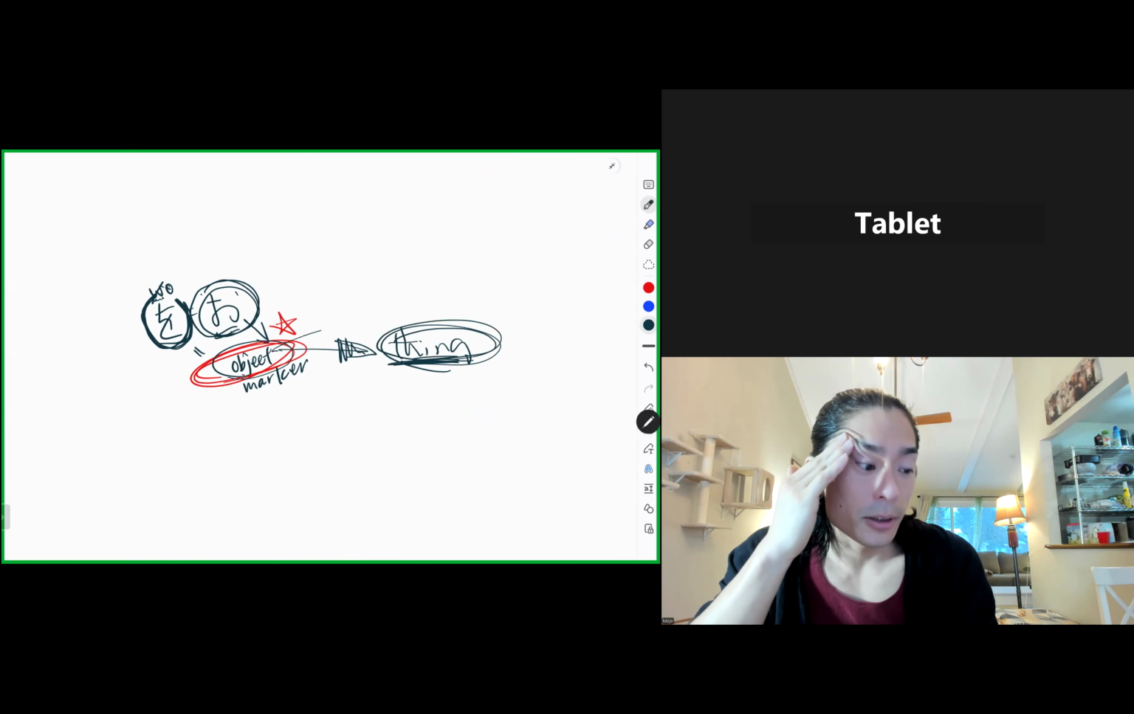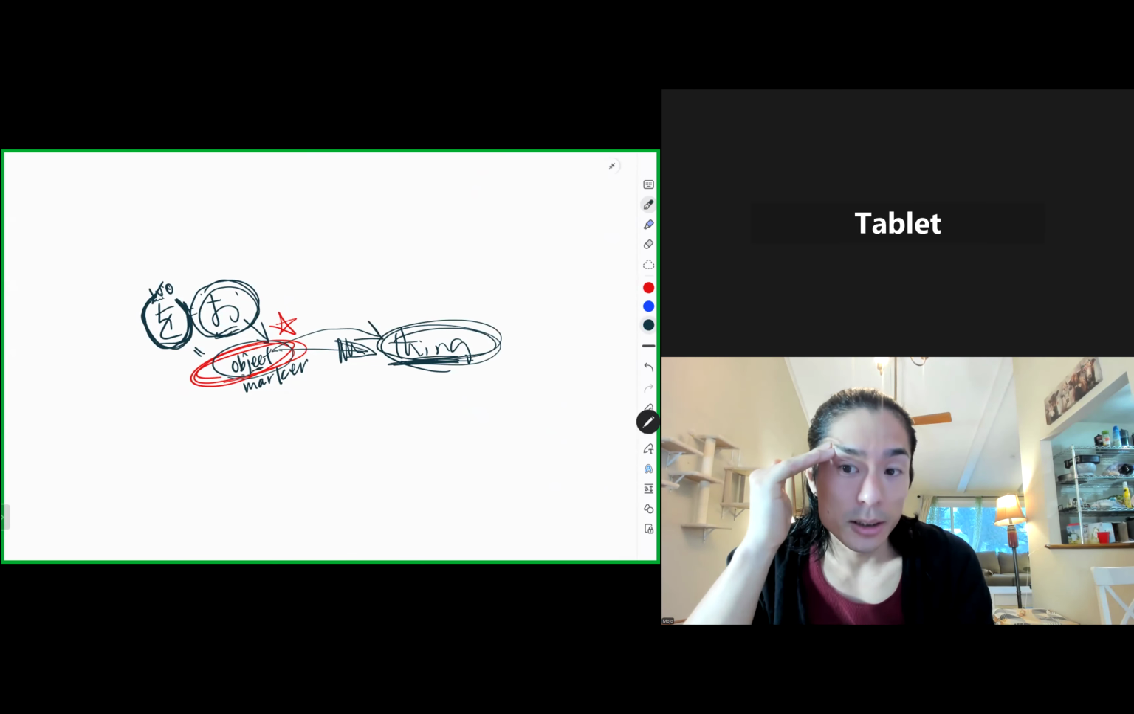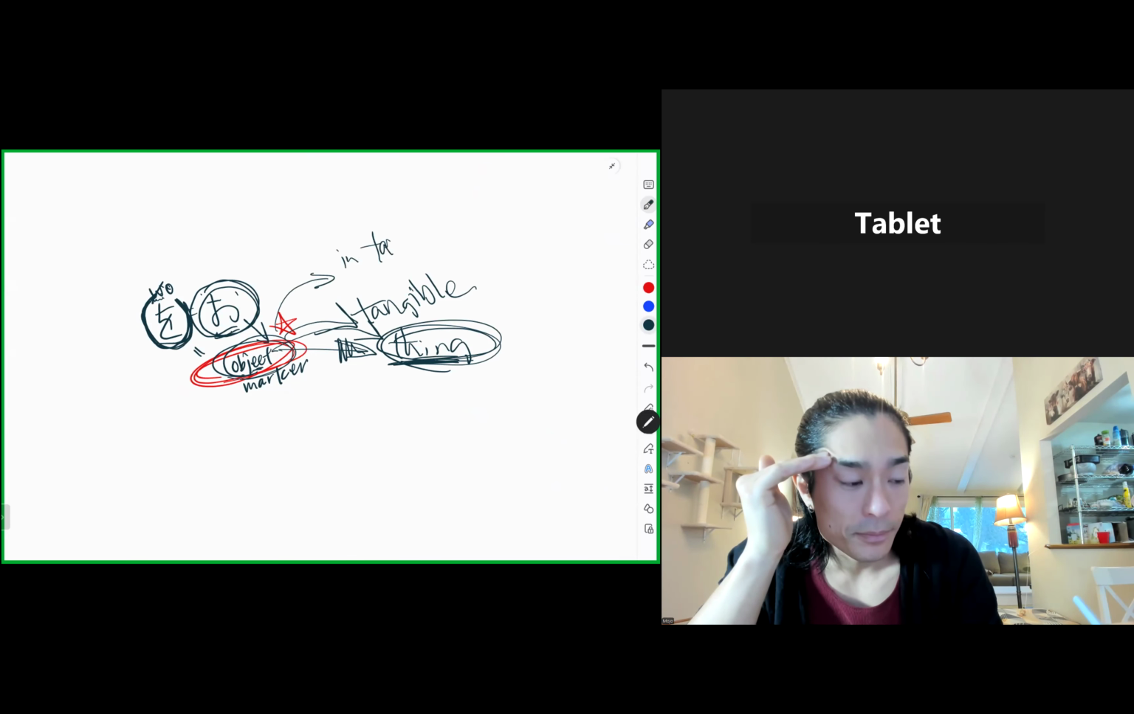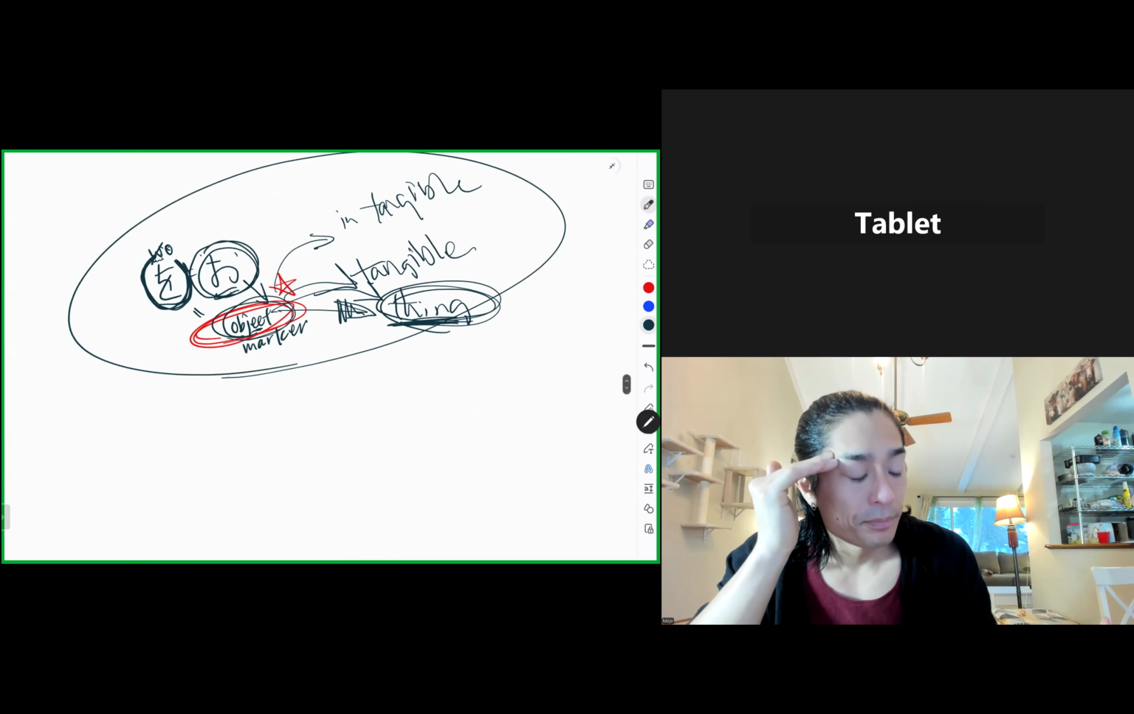What people usually imagine when it comes to object is a tangible thing. But linguistically, object can be for tangible things or intangible things. I'll show some examples.